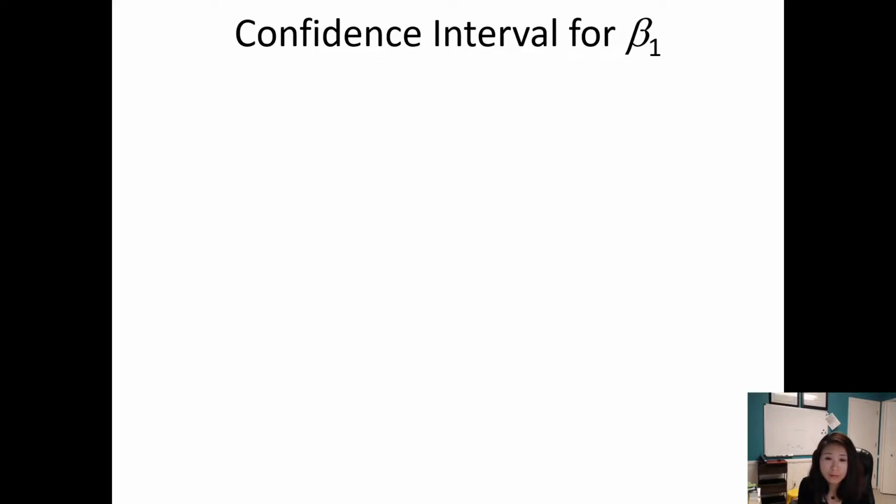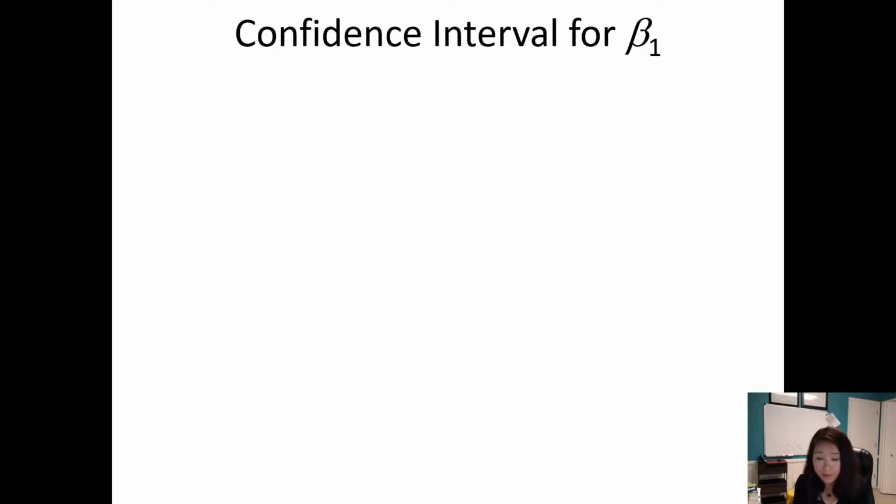Again, we are not looking for the confidence interval for b1, because b1 is the value we already estimated, so there is no uncertainty. It is a value. Now what we are estimating is the possible value for the population slope. So, confidence interval for beta 1.